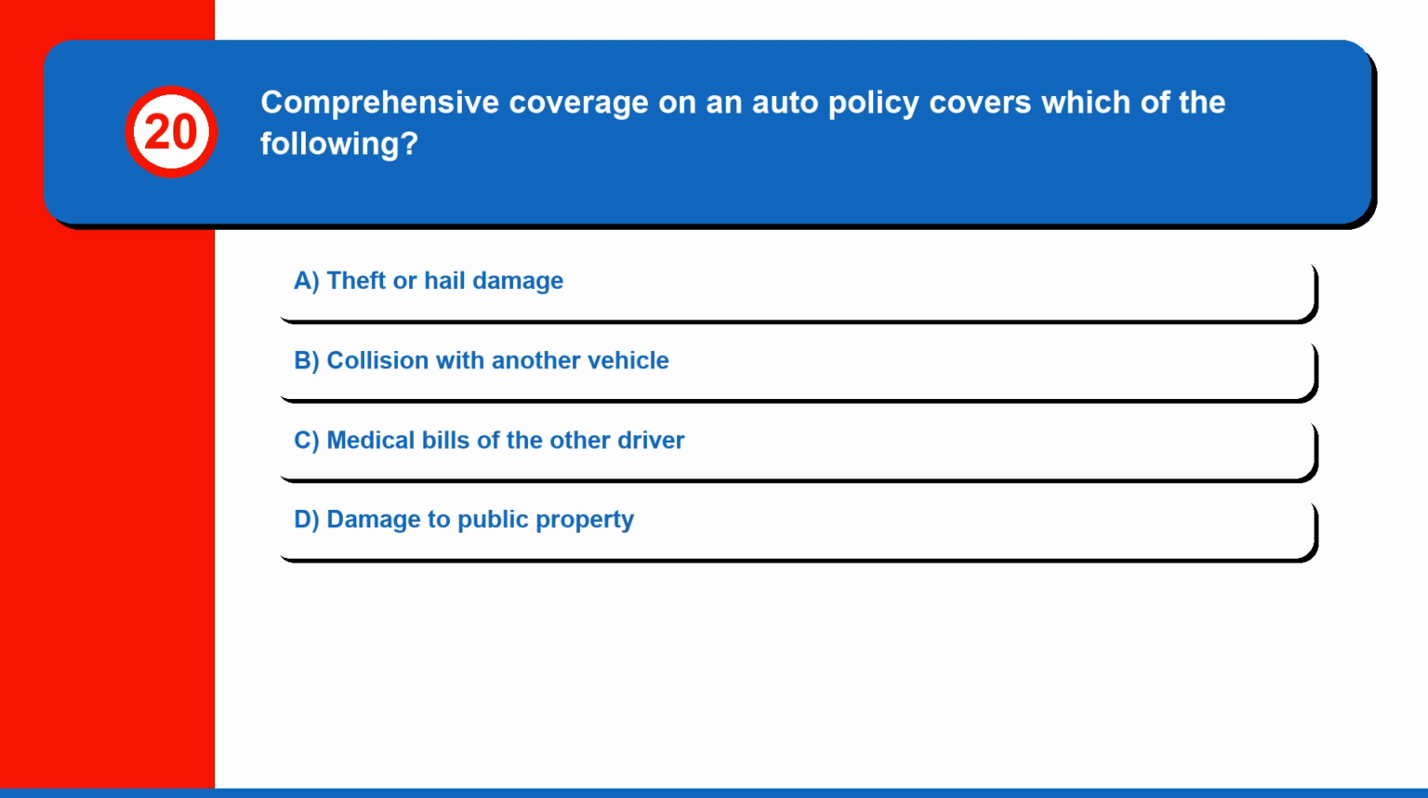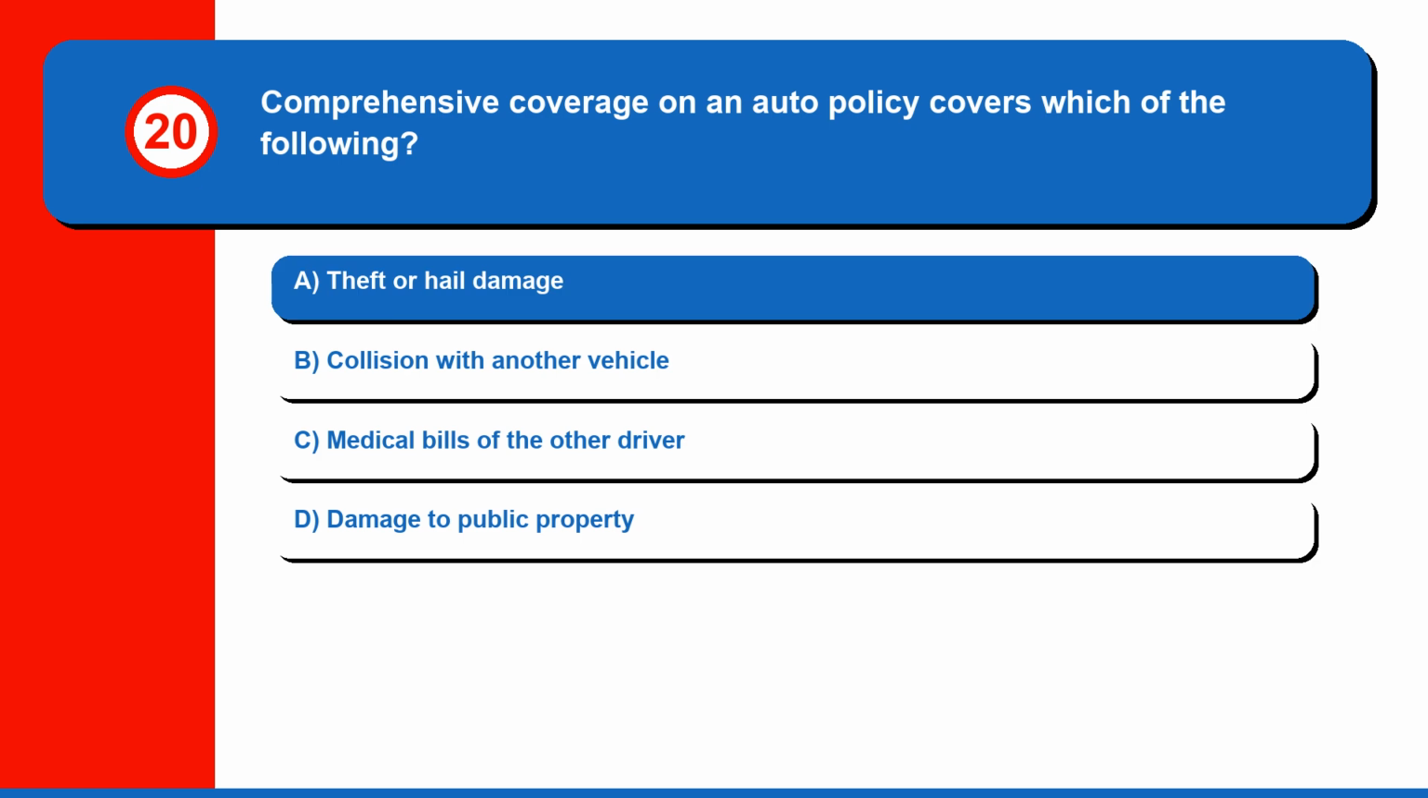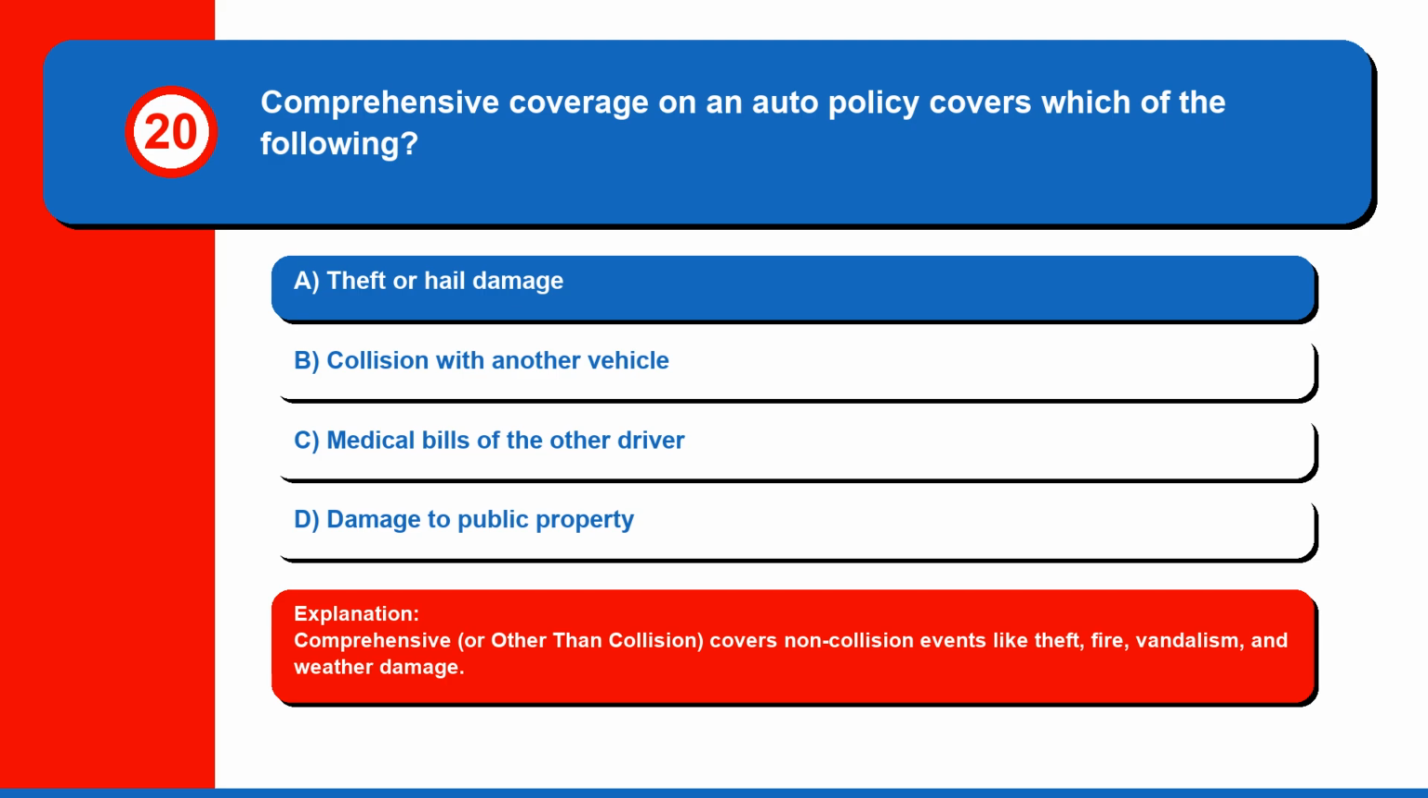Question 20. Comprehensive coverage on an auto policy covers which of the following? A. Theft or hail damage, B. collision with another vehicle, C. medical bills of the other driver, or D. damage to public property. The correct answer is A. Theft or hail damage. Comprehensive, or other than collision, covers non-collision events like theft, fire, vandalism, and weather damage.